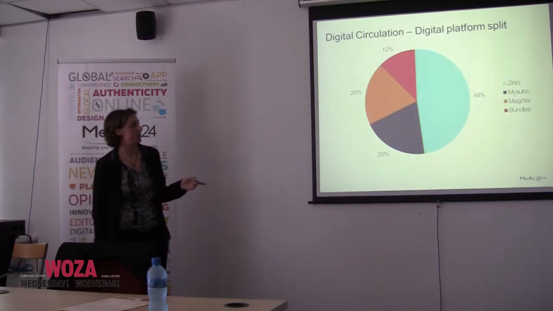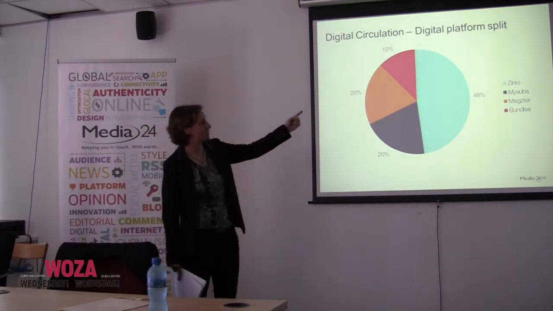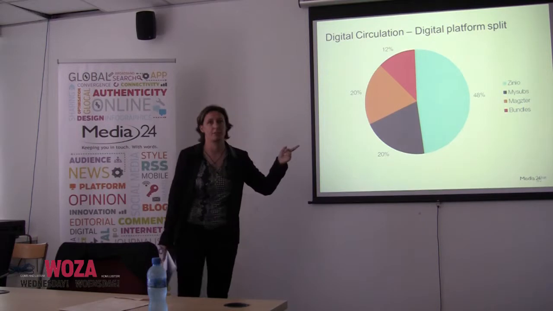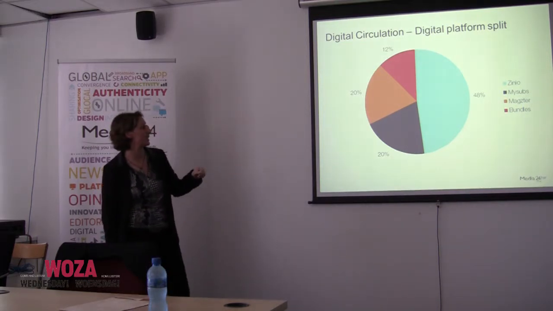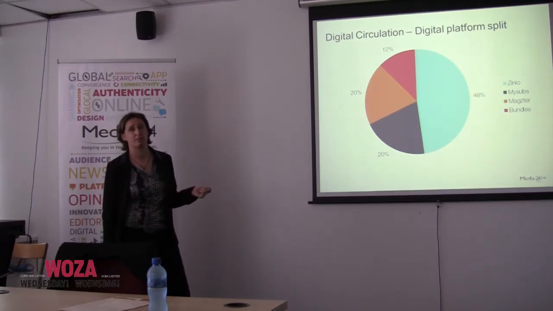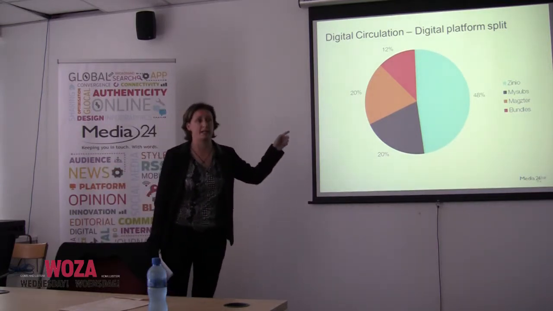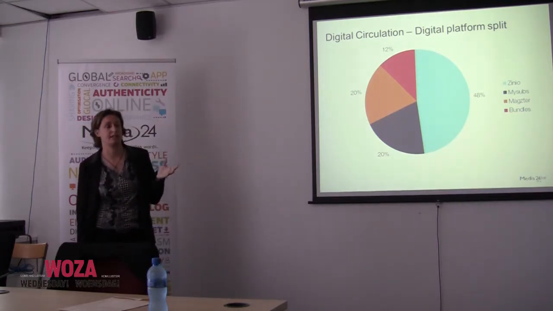Then, as we spoke about before, the different platforms, now where are we getting all our sales? Zinio, just as a function of it being first, still takes up the bulk, but that has dropped quite substantially. The other big takeout is Magster, which is on par with MySubs, and it's only been around since March this year.